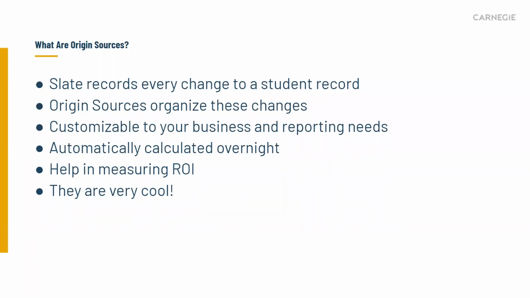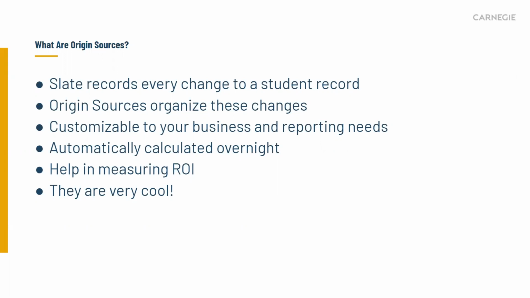As you know, Slate already records every single change to a student record. Every form submission, every interaction, every data upload, every document import, every application submission. Slate is just recording these things automatically. Once you've implemented and customized your origin sources, these allow you to organize these updates into categories and groups that are unique to your instance and how you want to analyze the data. Once your origin sources are configured, Slate will automatically calculate origin sources during overnight processing.